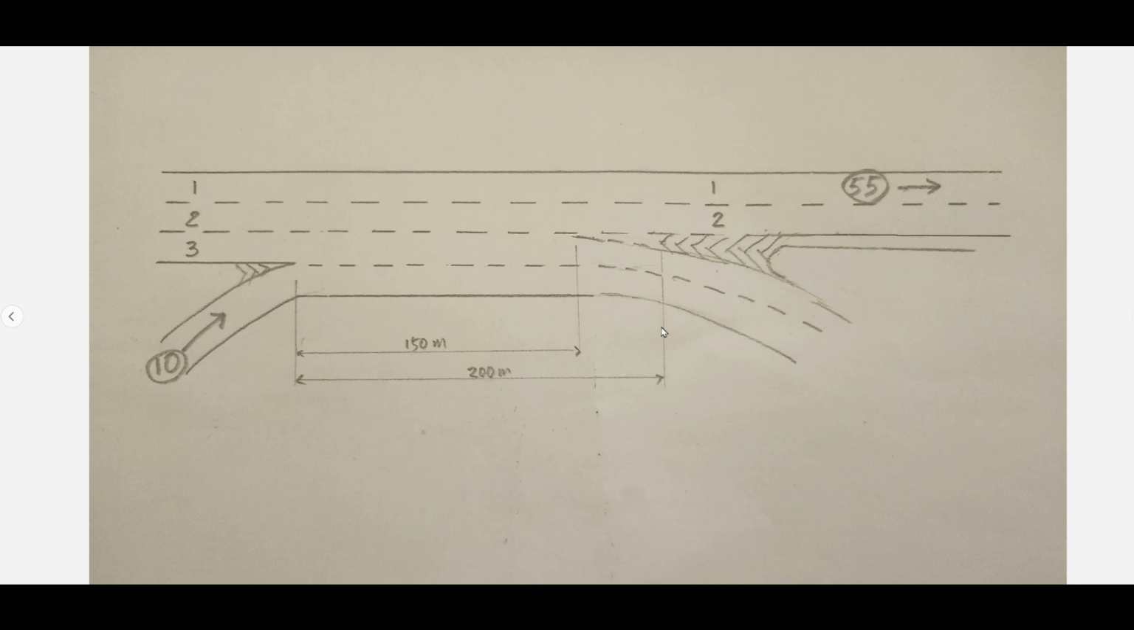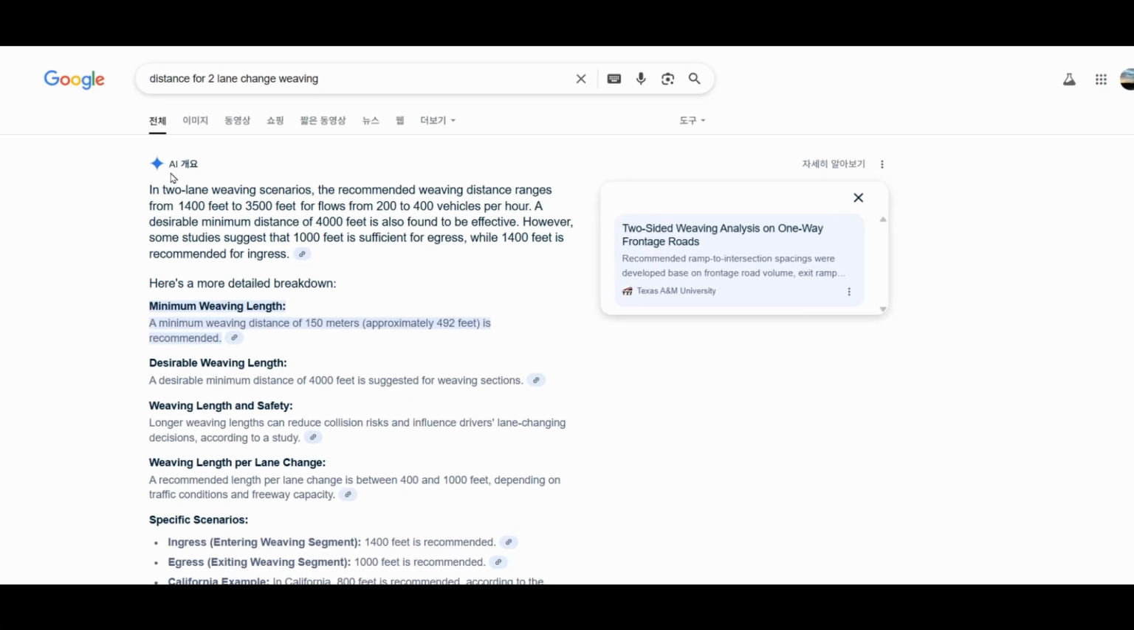Even though this is 200 meters, it's not enough. A lot of traffic going through Highway 55 are heavy trucks, and 200 meters is not enough. So I asked Google, what's the proper distance? Google AI's answer was this. For the two-lane weaving scenario, the recommended weaving distance ranges from 1,400 feet to 3,500 feet, for 200 to 400 vehicles per hour. Let's check the traffic volume here.